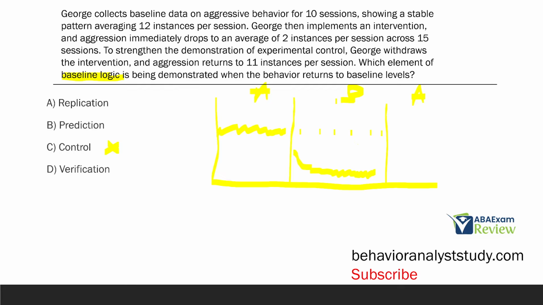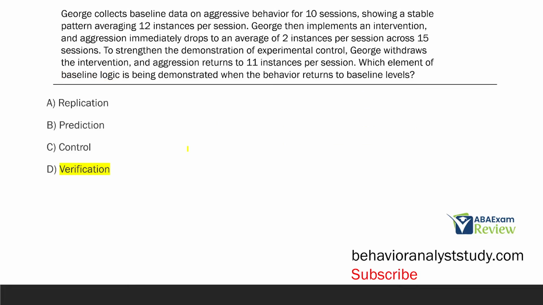Verification will be the reversal, when we can verify that our prediction was correct. So if we reverse it or withdraw the intervention and we go back to baseline, and our prediction is verified, that's going to be verification. So we go back to about 11 instances per session, and so our prediction was about right. Had intervention not been introduced, the behavior would have stayed relatively the same. So what is being demonstrated when the behavior returns to baseline levels? Verification of our prediction. Replication, of course, is taking that intervention and doing it over and over again and trying to replicate the outcome.